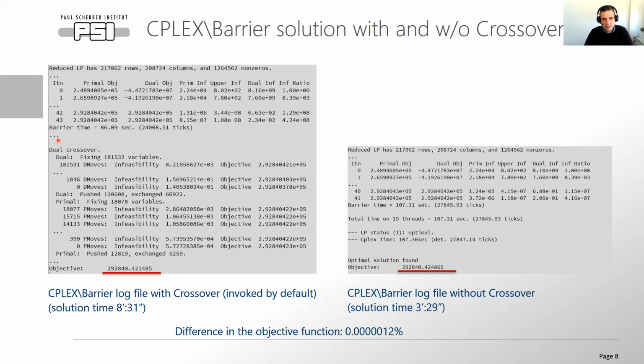And what does this mean, actually? Let's see an example. On the left side here, I have the CPLEX barrier with a crossover. I get, in the end, this objective function after solving the model for 8 minutes and 30 seconds, while without invoking the crossover, the solution time drops to 3 minutes and 30 seconds. If I take the difference between the two objective functions, I can see that it's very small, which means that we get almost the same objective value. But the nature of the solution differs.